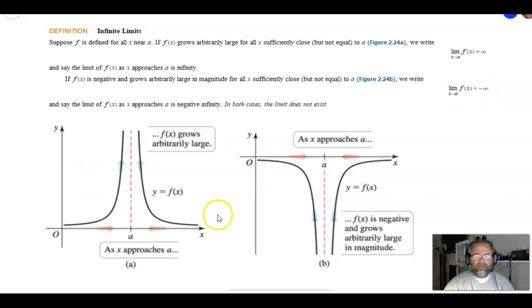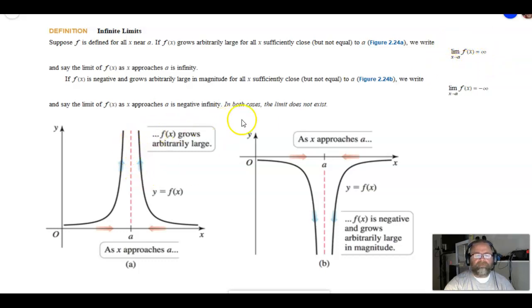And here are a couple of graphs. If this is your a, your x value, and it is approaching positive infinity from both sides, then we would say the limit as x approaches a of f of x is equal to positive infinity, this notation up here.